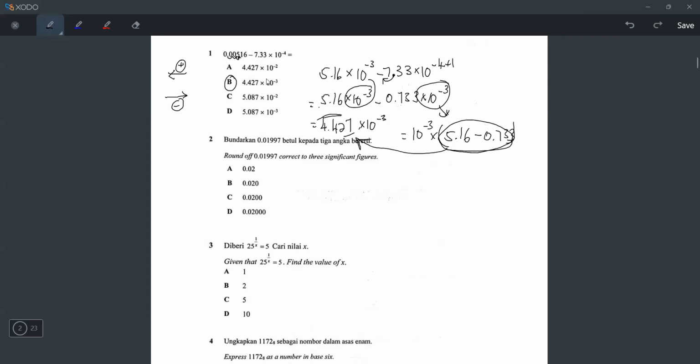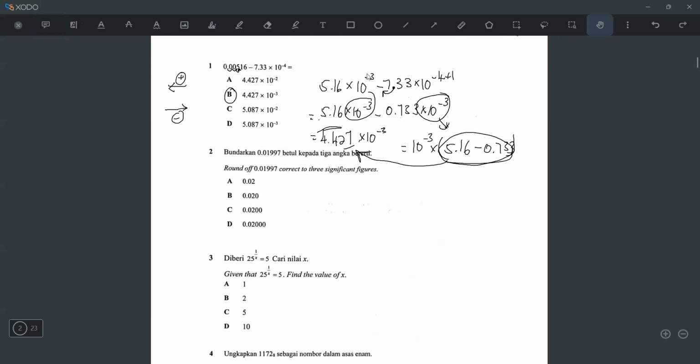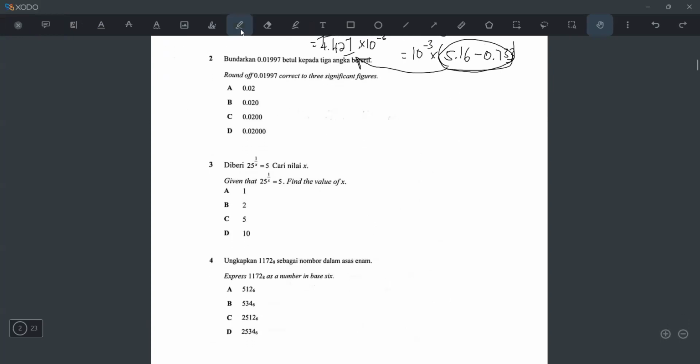This is how I would do it. Of course, you can also just press this whole thing inside the calculator, and the calculator can also give you the answer. It's the same thing. I'm using the method without calculator, but it's the same answer. Okay, all right, let's go to number 2.